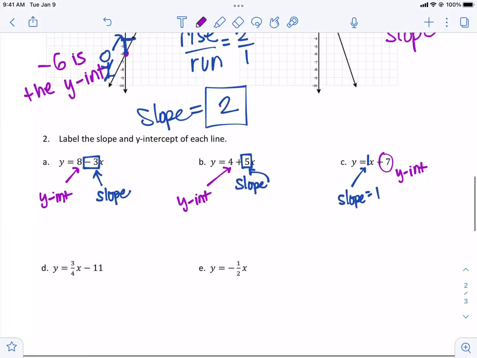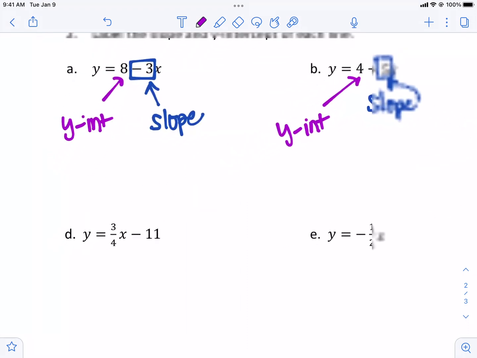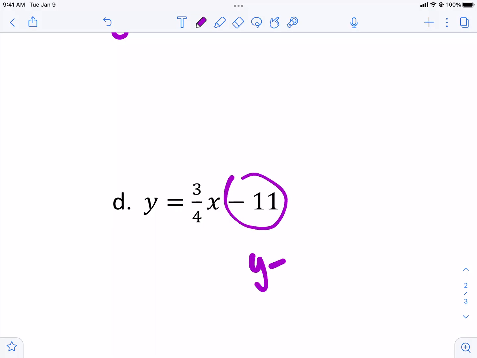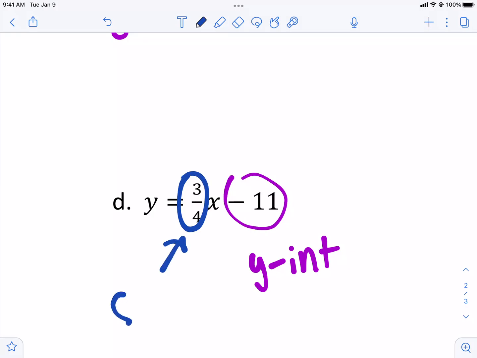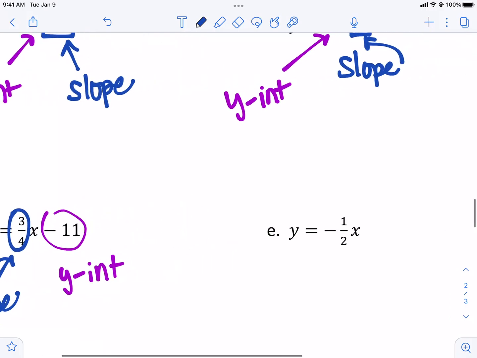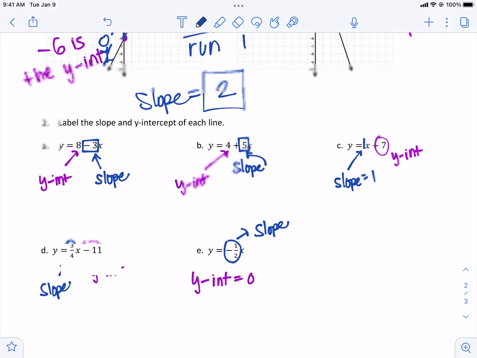All right, 2 examples left. In D right here, the y-intercept, again, the number by itself, is negative 11. And our slope, the number next to the x, would be 3/4. So notice your slope is next to the x, it doesn't include the x. And then last, you don't see a number by itself here, so the y-intercept is 0. You would start at 0, 0. And then the slope is negative 1/2. All right, so there's a quick review of function notation and also slope and y-intercept.